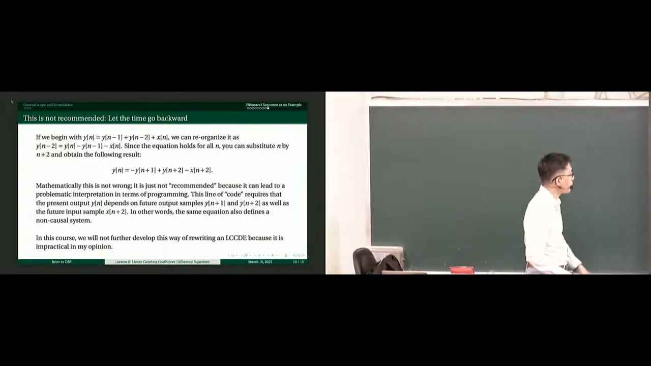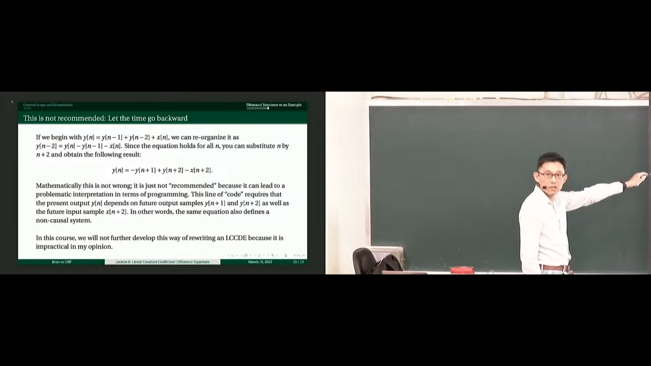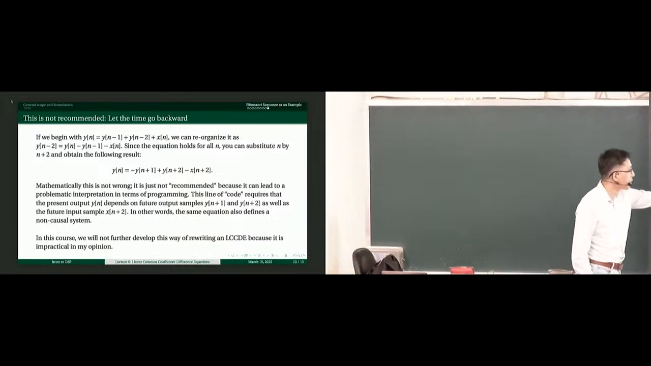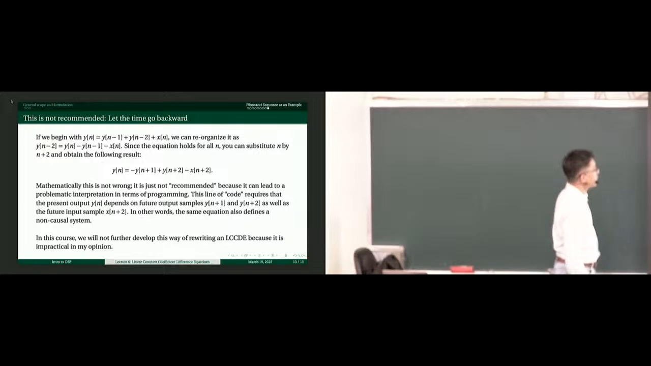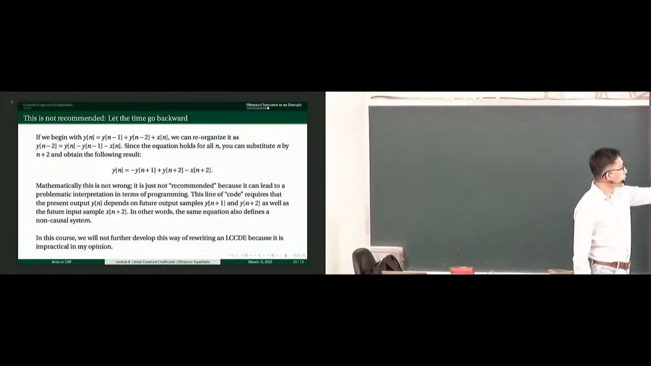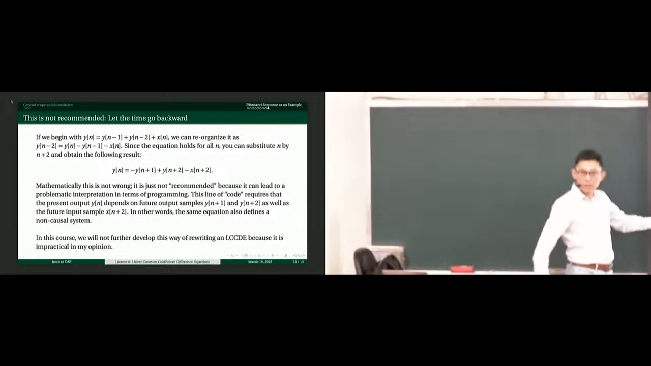And this equation is supposed to hold for all n, right? n equals 1, 2, 3, 4, 5, and so on, right? But how about we let the time go backward? So if it holds for all integers n, it should hold for n plus 2, right? Okay, so now evaluate this equation at the moment n plus 2. Then we have this. Just substitute n by n plus 2. You get this.